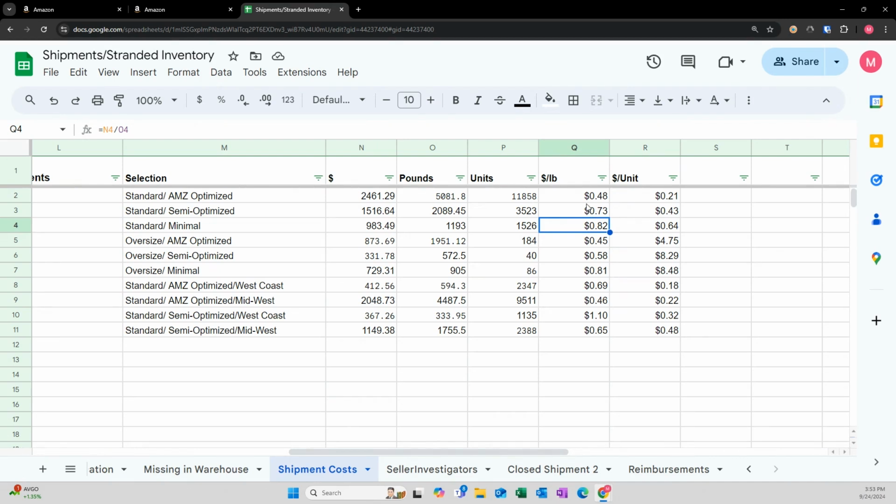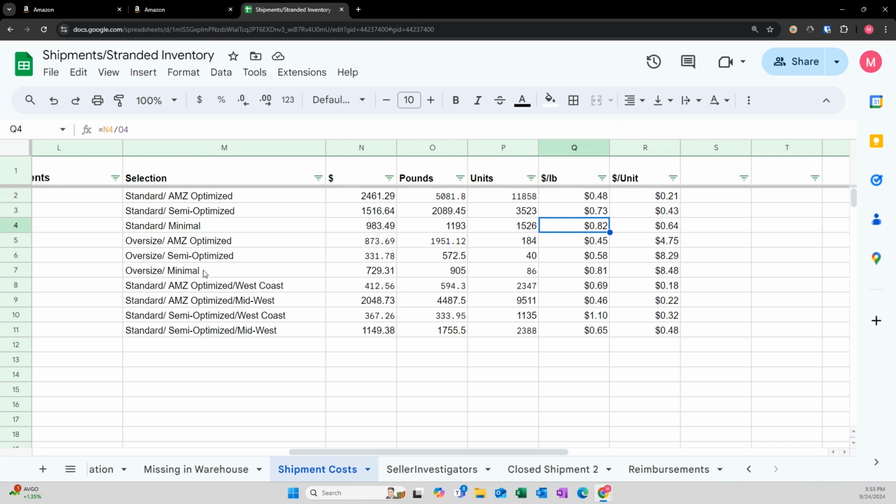For the standard shipments, we found that 48 cents was our average for standard Amazon optimized, and it increased for semi-optimized and minimal. If you're doing small shipments yourself, minimal may be the best use because you will have to do a lot of small boxes throughout the country if you would pick an optimized approach. You also have to calculate your time for separating all these shipments.